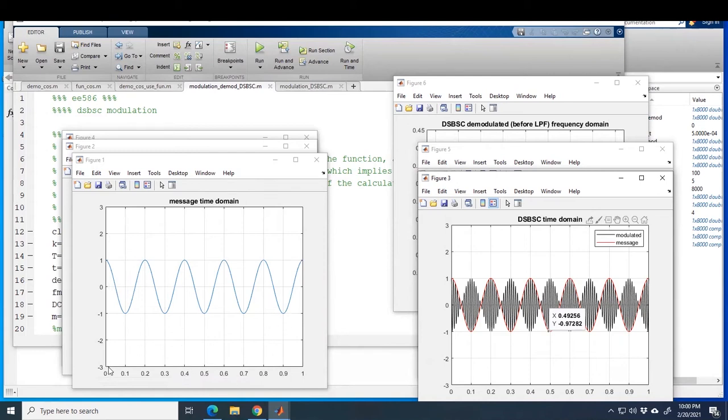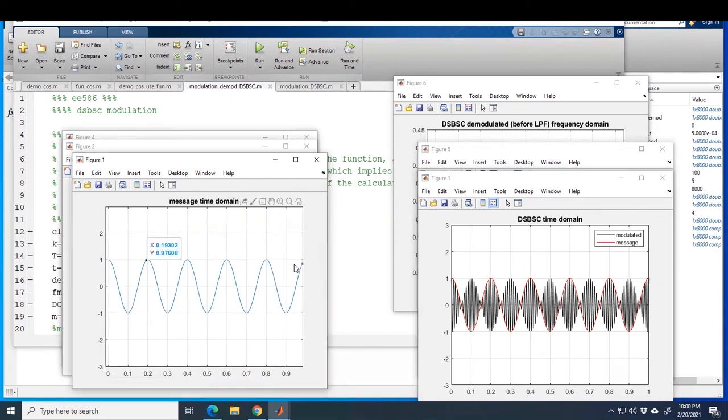The frequency is, I plot 1 second here. How many cycles here? 1, 2, 3, 4, 5. So it's a cosine signal with frequency 5. Okay. And now let's look at the frequency domain here.